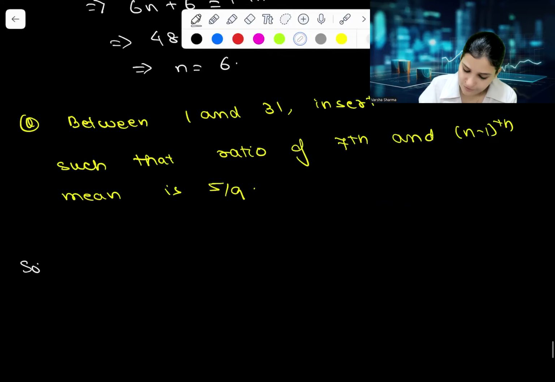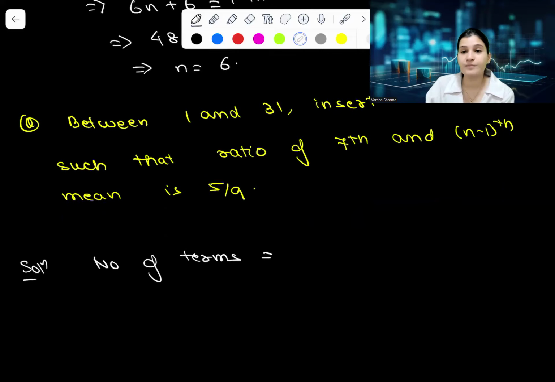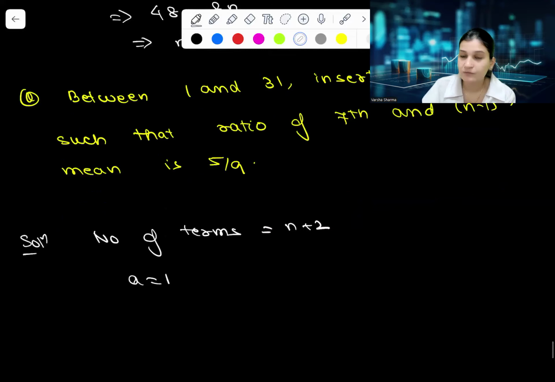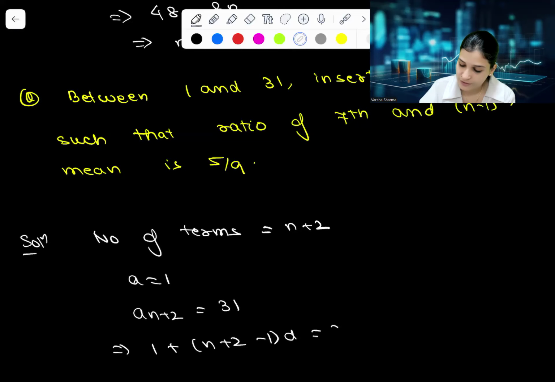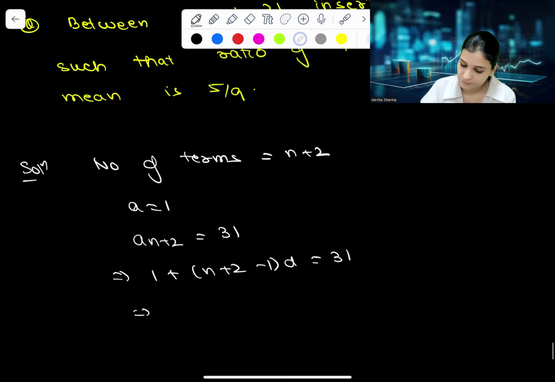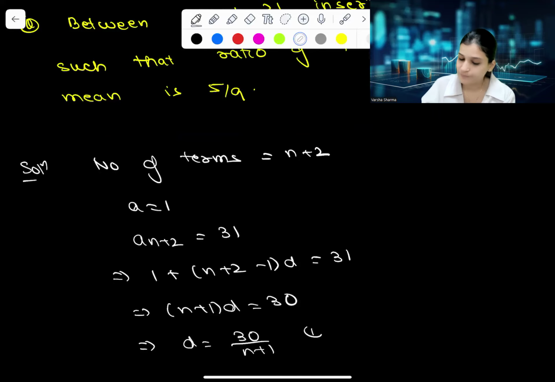So how many terms? N plus 2 terms. Out of that, the first term is 1. What about 31? It is the n plus 2th term. A plus n plus 1 into d, so n plus 1 into d is 30. So d would be 30 by n plus 1.